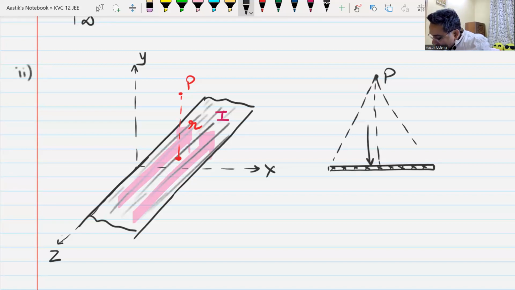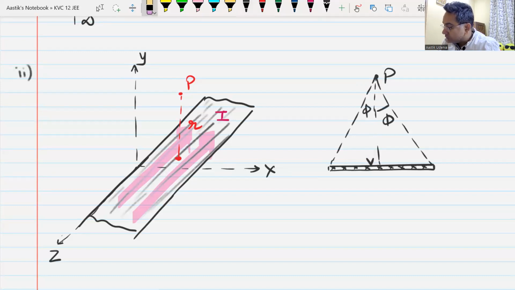Perpendicular bisector, so these two angles are equal and I call each angle phi. Each angle is phi. The distance you can see is R. This is the perpendicular bisector. The magnetic field is going inside.